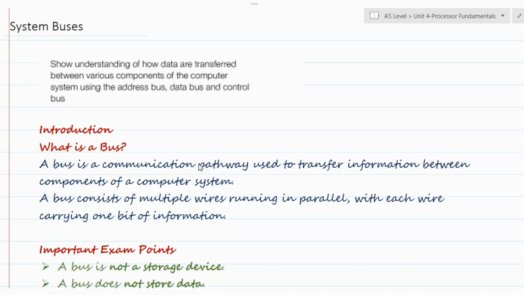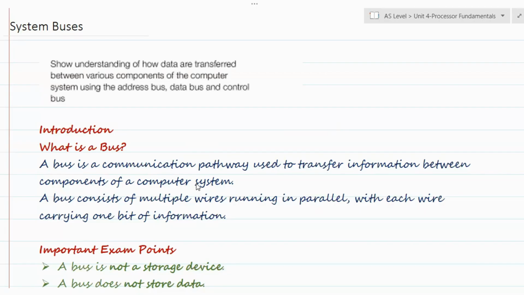Let me start today's session with a simple question. Imagine you order a product online. Before the parcel reaches your house, three things are needed. First, the delivery company needs your address. Second, the parcel itself must be transported. And third, instructions such as deliver today, handle with care, or maybe urgent delivery must also be communicated.